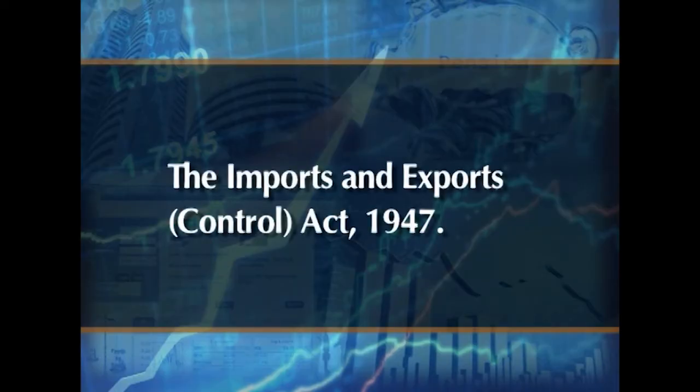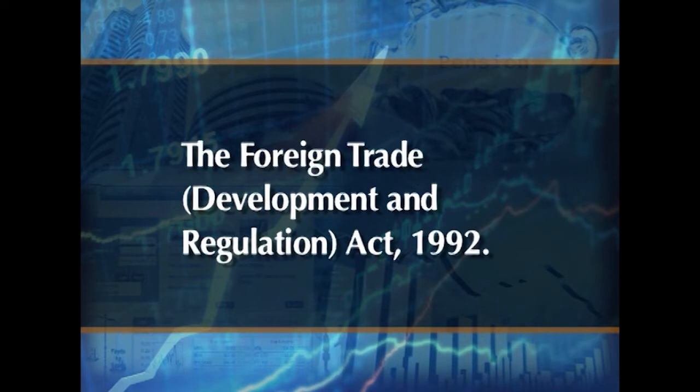The country in which the movement of goods takes place is called the importing country, and the traders involved are called importers. The country from which the goods move out is called the exporting country, and the traders involved are called exporters. The central government has enormous powers to regulate and control the foreign trade in India. Earlier, the foreign trade was controlled and regulated by the Imports and Exports Control Act 1947. This enactment was repealed by the Foreign Trade Development and Regulation Act 1992.